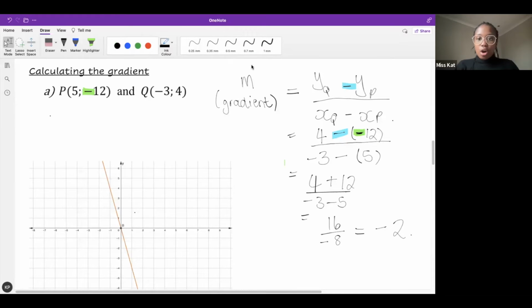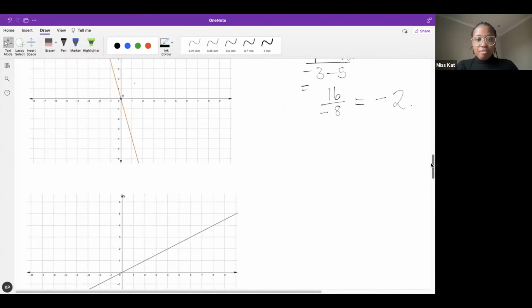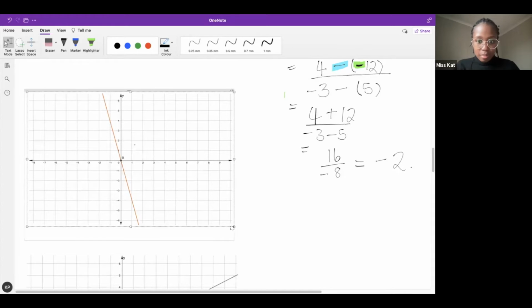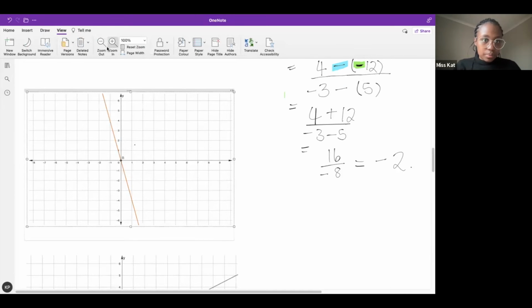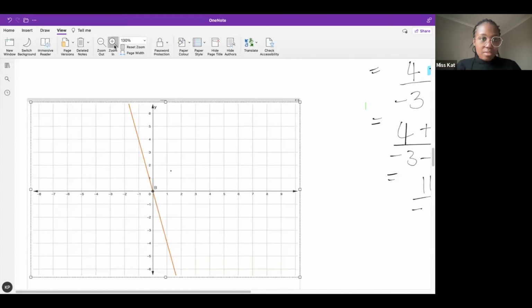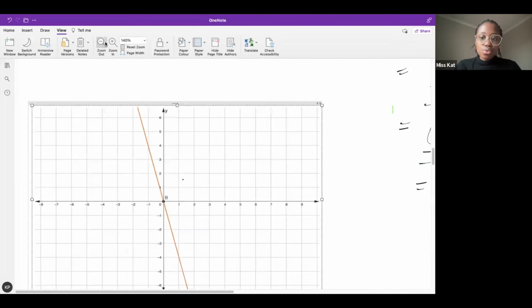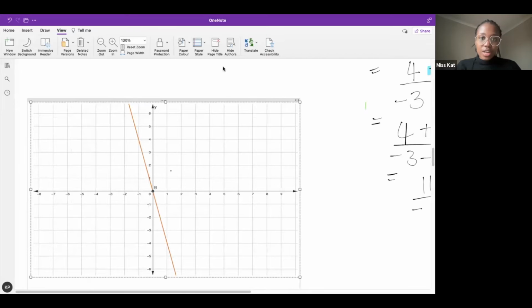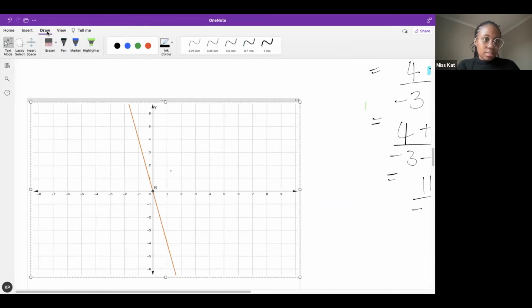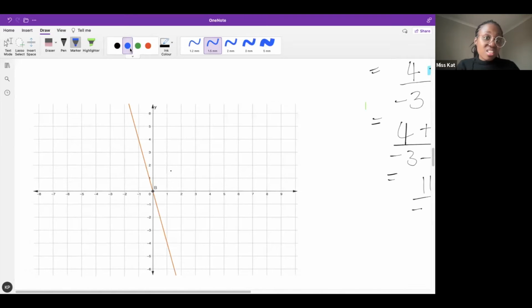Okay, so now that was easy because I gave you the points. When you are given a graph, you have to go find the points. So now let's make this graph a bit bigger. Let's zoom in. We have to find 2 points that we can use to find our gradient. Okay, now I like identifying easy points, right? For instance, this one. This is a point that doesn't have decimals and complications and all of that. We also have another one here at the origin. We also have another one there.